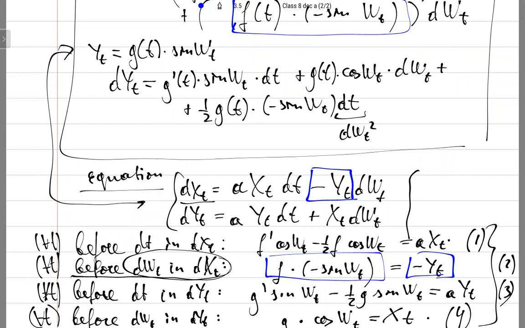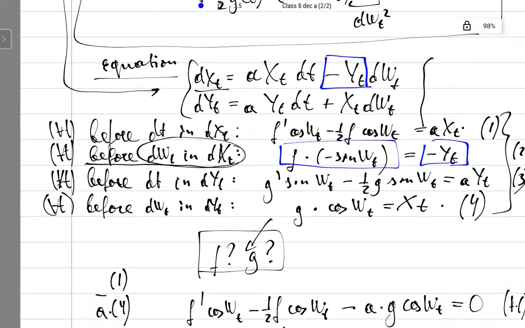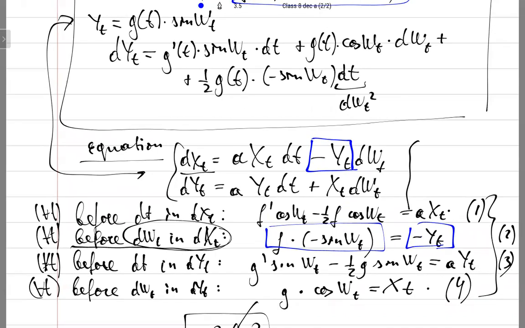I may make some mistakes. That's okay. Just be brave if you see that something is wrong. That may be, no problem. Okay, so what do we have? J cosine w.